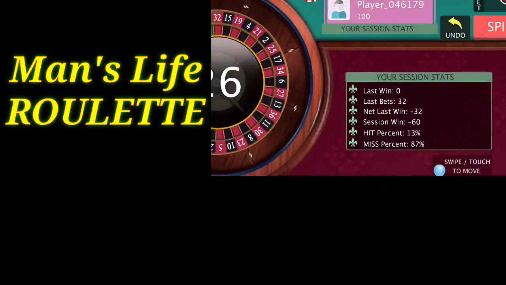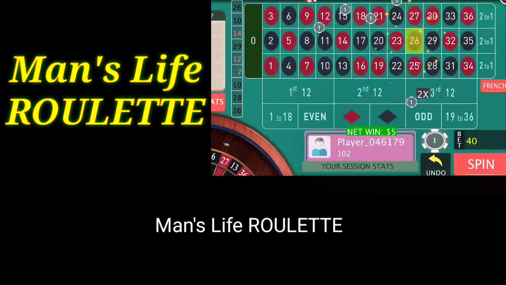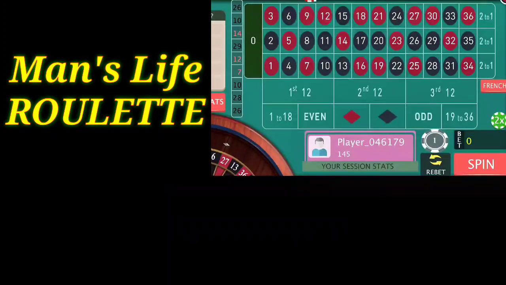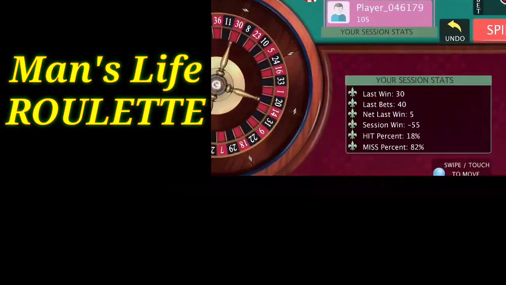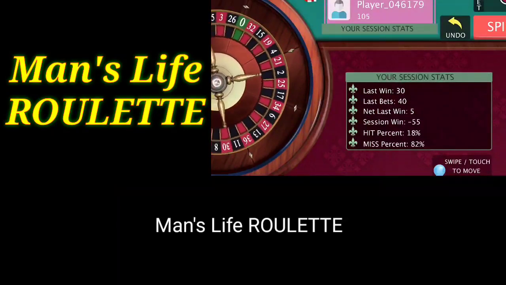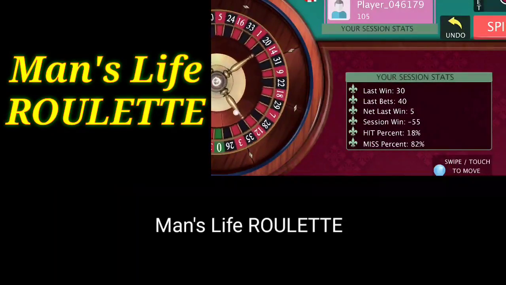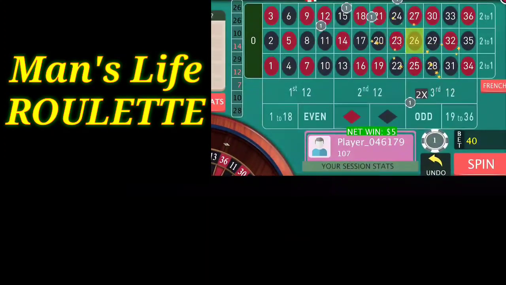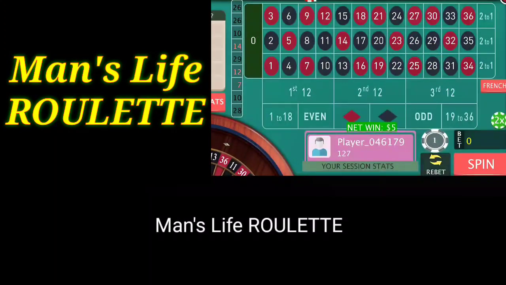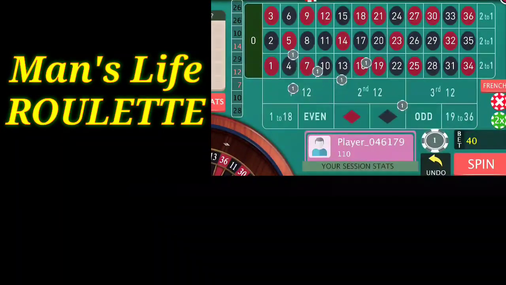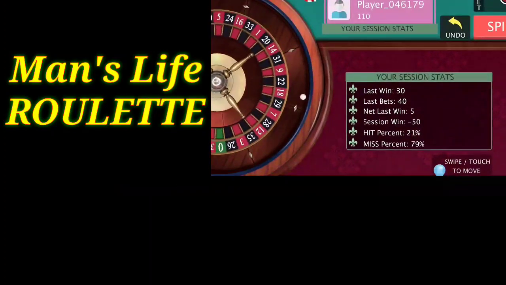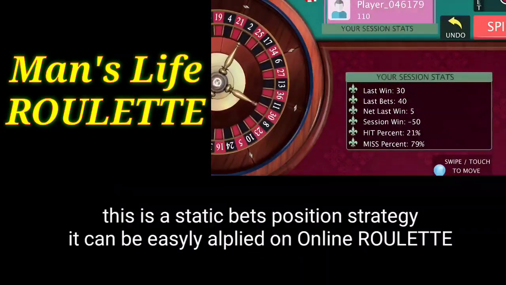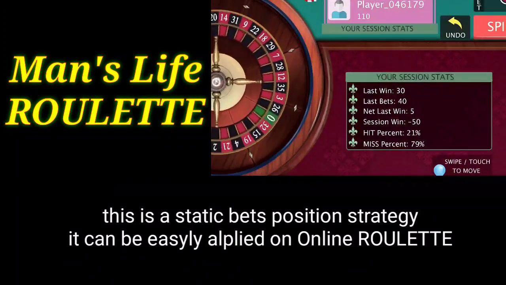It's 26, again a bigger number. So now I have increased 5 times, so I have lost 5 spins up to yet. That's why I'm increasing the bets 5 times, and I'm making a profit of $5 when a bigger number or a number from the third dozen or 8 number from the second dozen will hit. So again just rebet and play. This is a static bets position strategy.